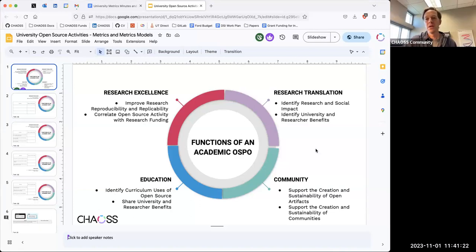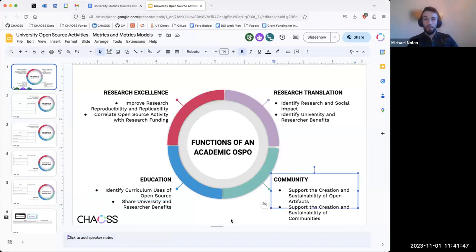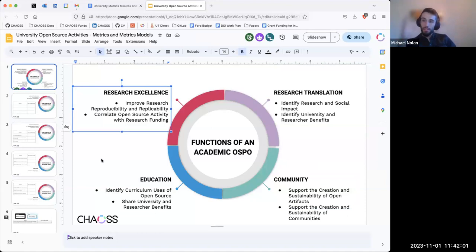Are you saying that RIT is doing some of these things at the moment, perhaps? Yeah, because these are functions of an academic OSPO. So what are we doing? Well, we're teaching courses, and that goes under education. But we're also helping do community building for research projects, which in some sense is community, but also helps with translation, because some of our projects are working with private sector people. And in some cases, it's improving reproducibility. So when I thought about which one I want to work on, I'm like, naturally all of them, because as an OSPO, we're doing all of them.